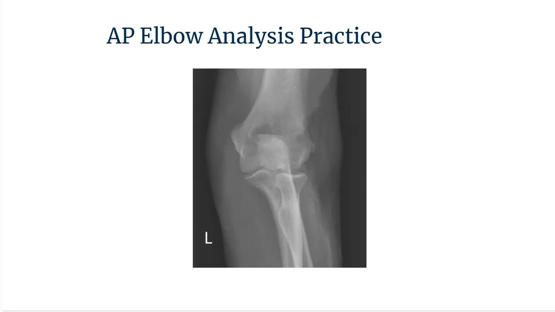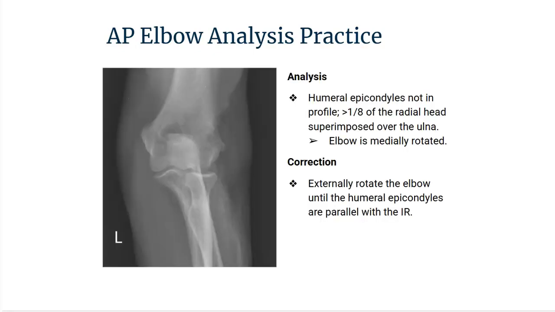Go ahead and review this first AP elbow practice analysis and answer the following question. So let's look at this elbow practice analysis together. First, you want to make sure that you have obtained all the vital anatomy that is required for the projection. In this case, we have the elbow joint and the surrounding soft tissues. Next, we want to take a look at the anatomy.